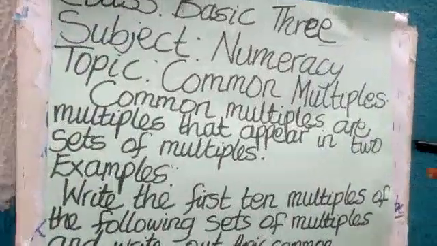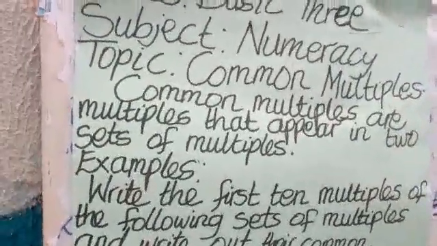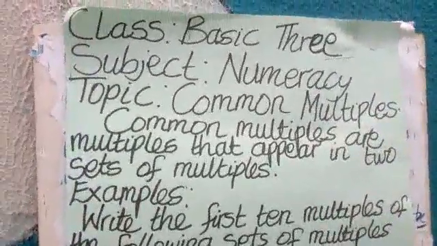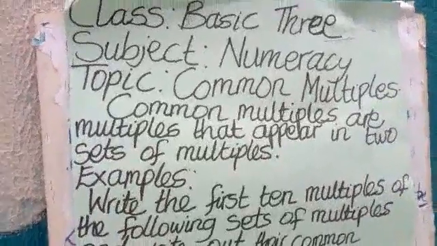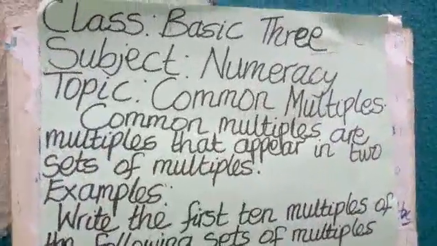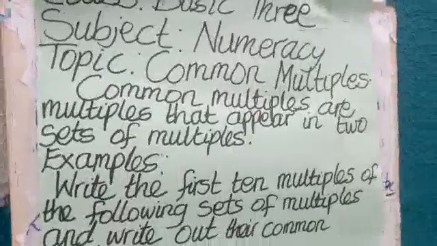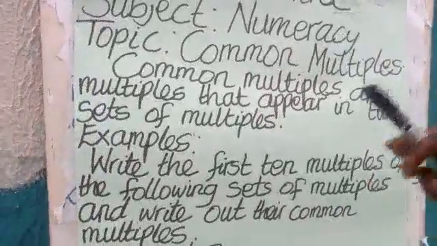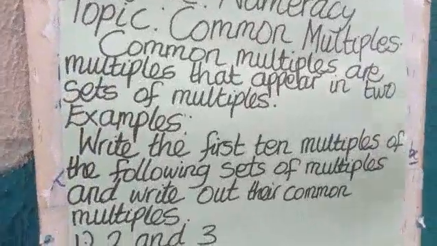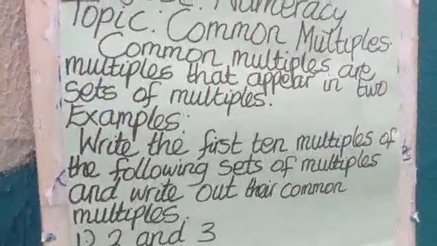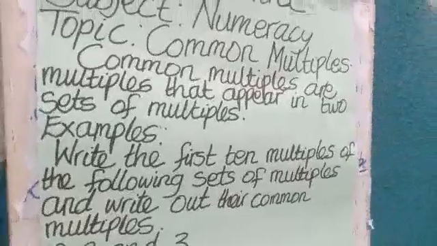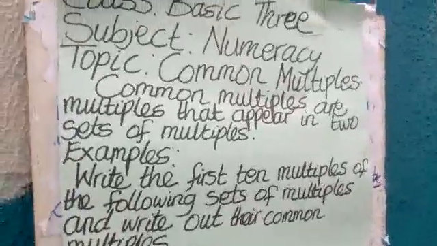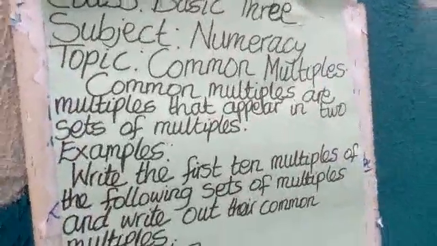You know, when you want to recite multiplication table, for example, multiplication table 2, you say 2 times 0 is 0, 2 times 1, 2, 2 times 2, 4, so on and so forth. But when it comes to multiples, you don't say 2 times 1 is 2. You just give the answers 2, 4, 6, 8, 10, 12, 14, 16, 18, 20, like that.